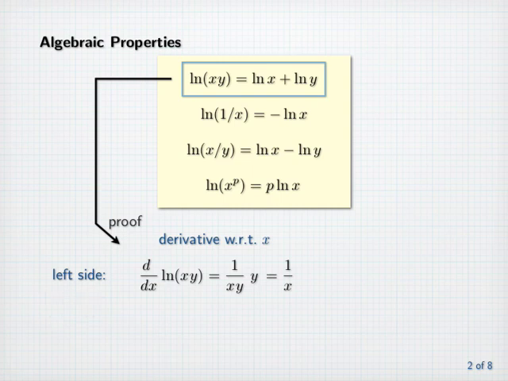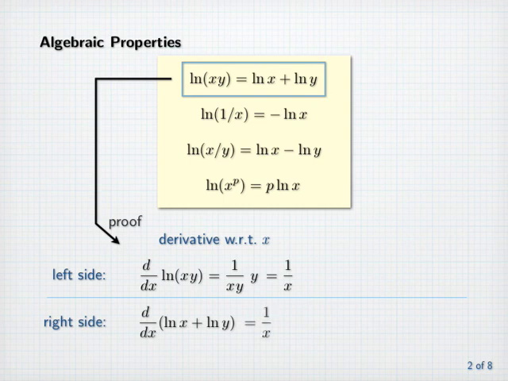Now let's take the derivative of the right side with respect to x. That's going to be the derivative with respect to x of the natural log of x, which is 1 over x, plus the derivative of the second term with respect to x, which is 0, because we're treating y as constant. Now let's look at the value of each side at x equals 1.